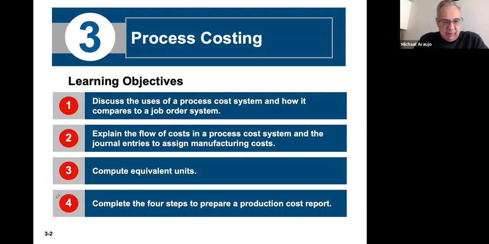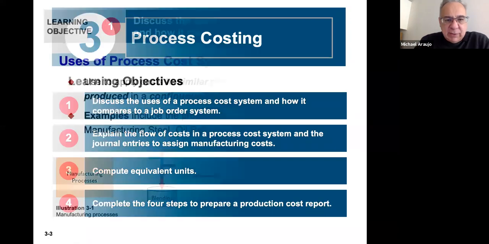Welcome to chapter 3. My goal with you today is just to explain and introduce to you something called process costing. And we'll save all the fun stuff for next week because there is a lot of work to do on the back side of chapter 3. So we'll wait until after you're done with your first exam for that.